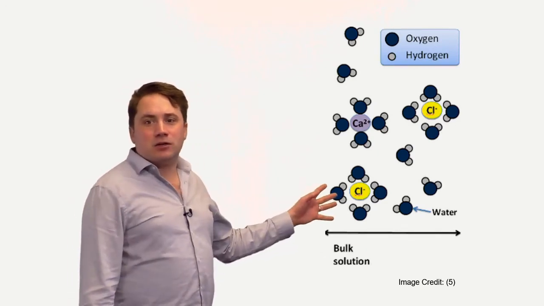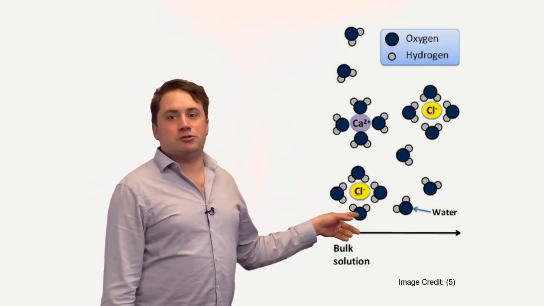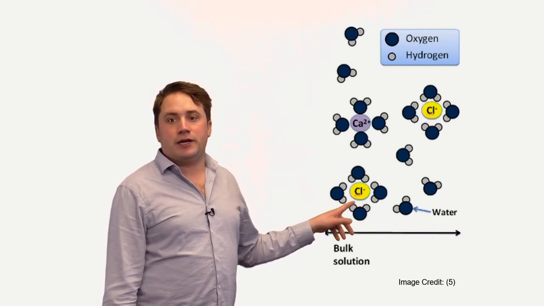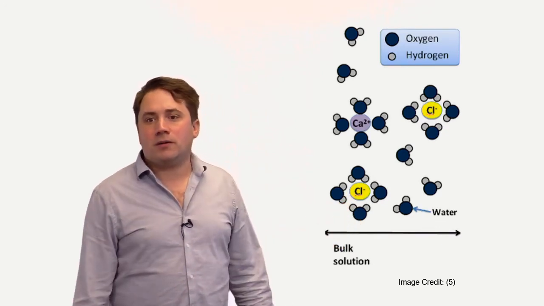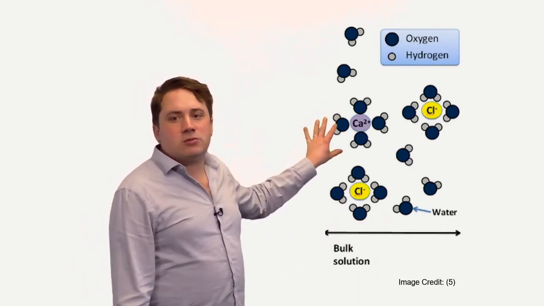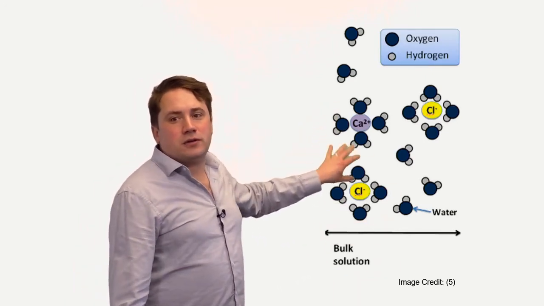The opposite thing happens in chloride. You have all the hydrogens pointing towards the negatively charged chloride ion, because these hydrogens are the positive end of the dipole moment of water. Okay, so this is what's happening in solution.